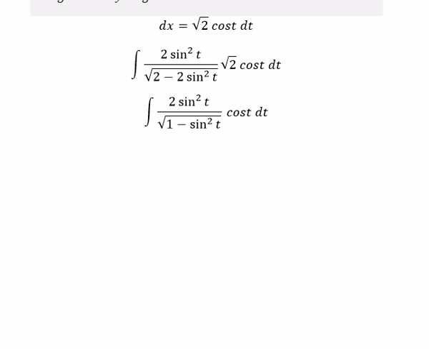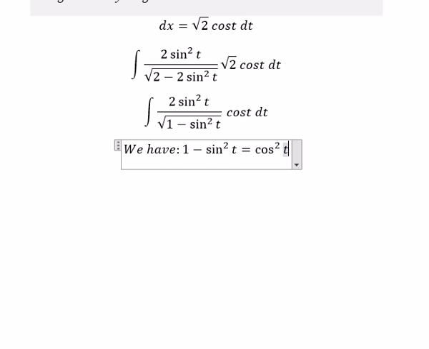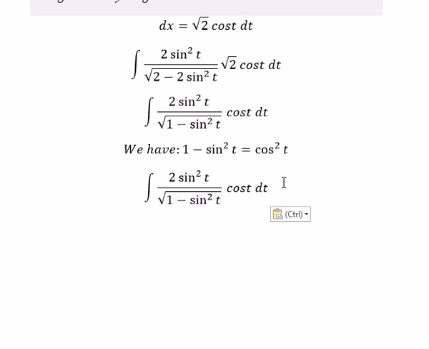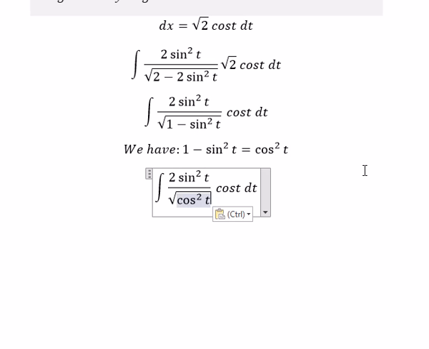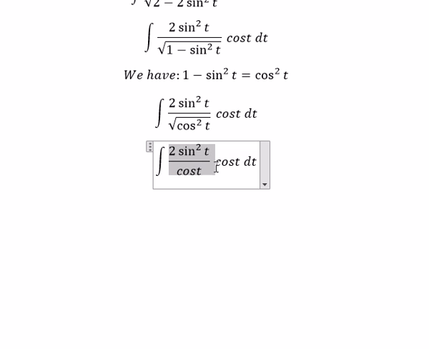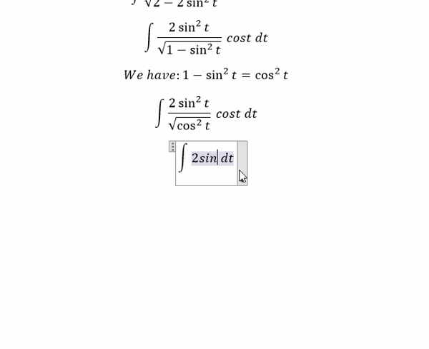Next, we have 1 minus sine t squared equal to cosine t squared. So we put this one in here. The square root of cosine t squared, you get cosine t. Cosine t simplify with cosine t. Now you just have only 2 sine t squared.